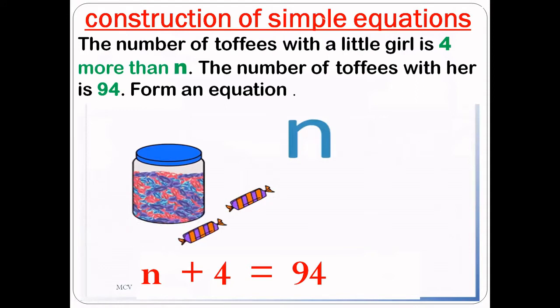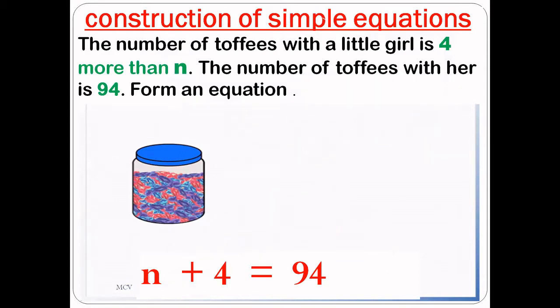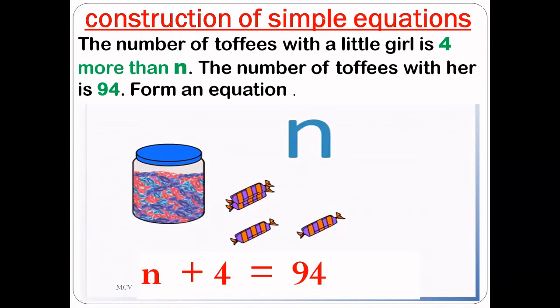Construction of simple equations. Let's see this example. The number of toffees with a little girl is 4 more than n. The number of toffees with her is 94. Then form an equation.